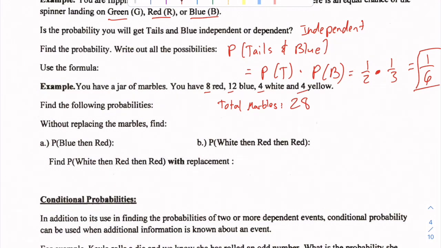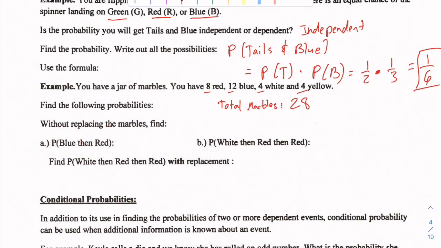All right, so this says without replacing. Okay, so you don't replace. So you get fewer marbles every time from the jar. What's the probability of getting a blue then a red? Okay, so there's 2 things happening, right? You're drawing twice from the jar.